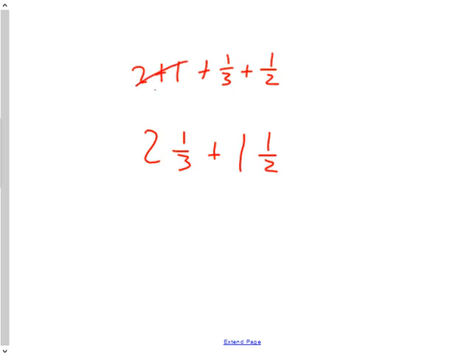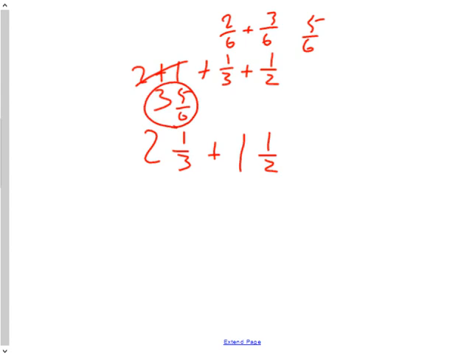Question 5 says 2 1/3 plus 1 1/2. Now again, you could think of it as 2 plus 1 plus a third plus a half, which is really easy because the whole numbers will be 3, and the fractions will be 2/6 plus 3/6, which is 5/6. So your answer will be 3 5/6.